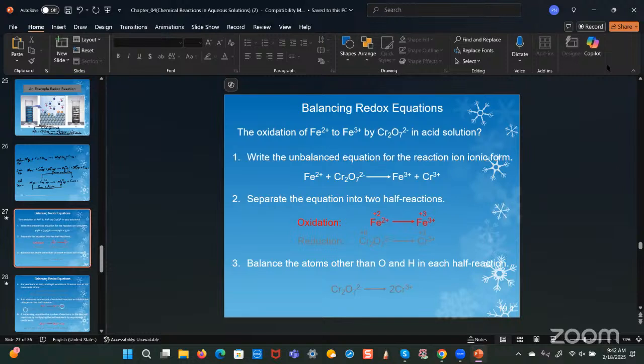An example we use here is the oxidation of Fe2+ to Fe3+ by the dichromate ion. Now, admittedly, this is not enough.